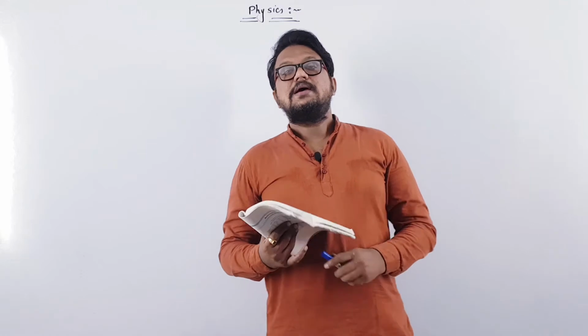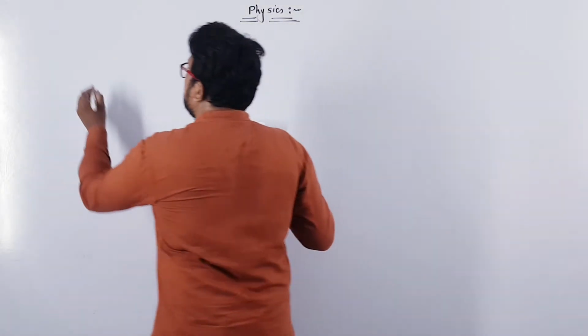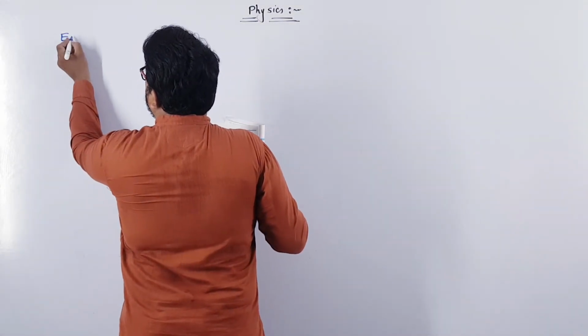In this video lecture we are going to solve an unsolved example of chapter 8, that is Gravitation, and the example which we are going to solve is 8.15, exercise 8.15, or if you want you can write unsolved example 8.15.